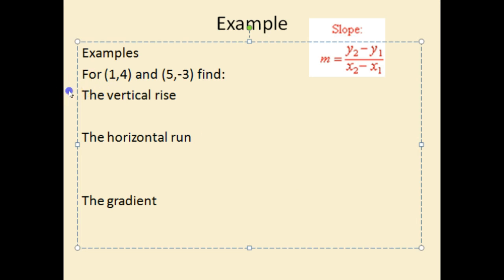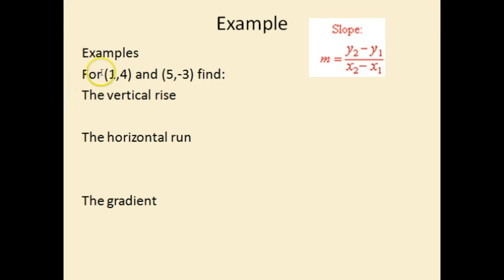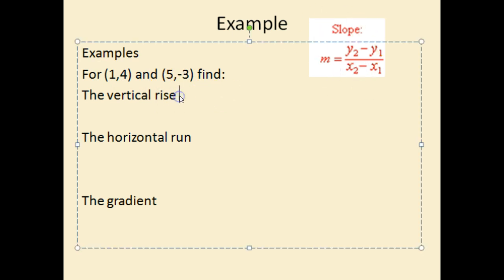Okay, so here in this example we've been given two sets of coordinates: 1, 4 and 5, minus 3. I've put our formula here just to remind us of what we want to do. So we're looking at the vertical rise first, so the y coordinates, and our formula says to do y2 minus y1, so that's minus 3 minus 4, which gives us minus 7.